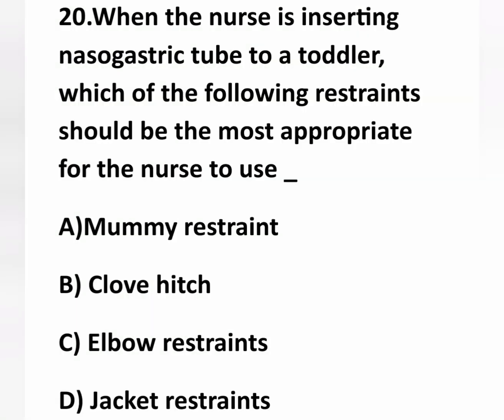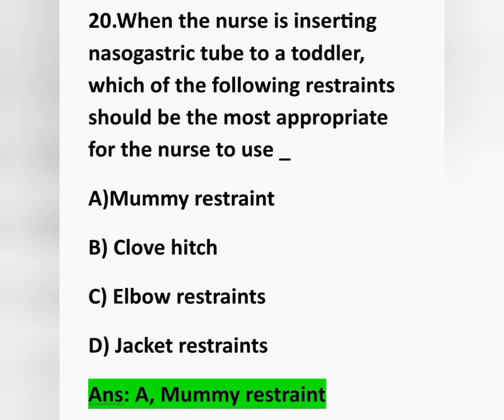Next question, when the nurse is inserting a nasogastric tube to a toddler, which of the following restraints should be the most appropriate for the nurse to use? Options, option A mummy restraint, option B clove hitch, option C elbow restraint, option D jacket restraint. Here the nurse is putting a nasogastric tube to a toddler. So which is the most appropriate restraint she can use? Correct answer is option A mummy restraint. So mummy restraint she can use to a toddler during nasogastric tube insertion. Option A is the correct answer.